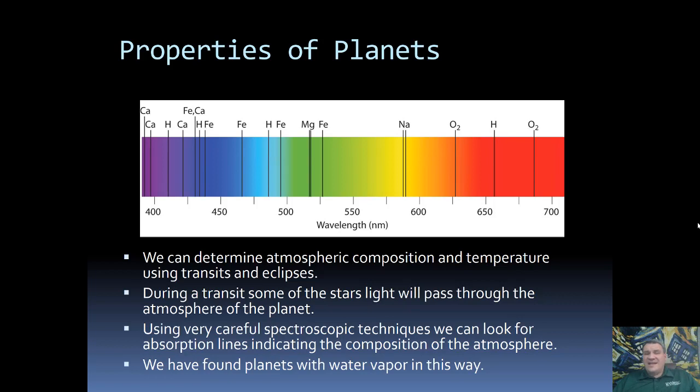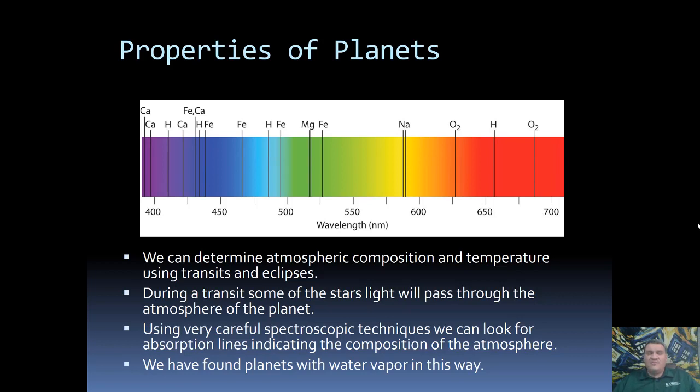Now, during a transit, it may be possible to actually look at chemical composition. So specifically, we look at the spectrum. What we do is, before the transit, we get the spectrum of the star, so we know exactly what the star's spectrum looks like. Then, when the planet crosses in front of the star, some of that starlight will pass through the atmosphere, if there is one, of that planet.